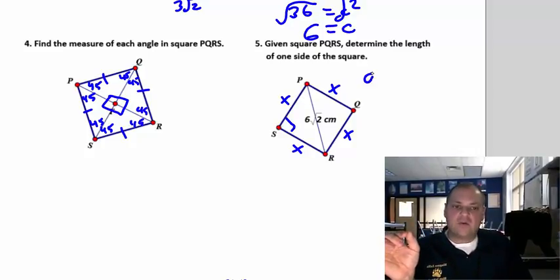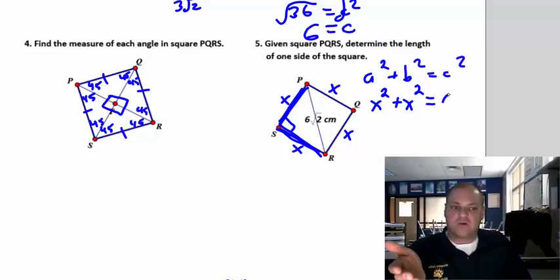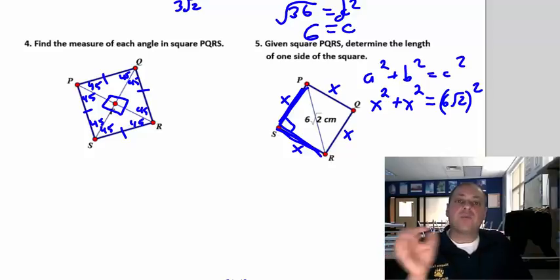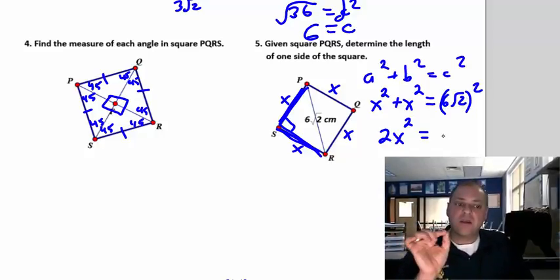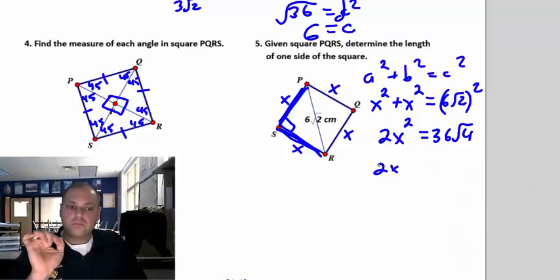So it's a squared plus b squared equals c squared. A and b are both x. So it's x squared plus x squared equals c squared. C is 6 radical 2. 6 radical 2 squared. Okay? X squared plus x squared is 2x squared. And then 6 radical 2 squared is 36 radical 4. Radical 4 is 2. 36 times 2 is 72.